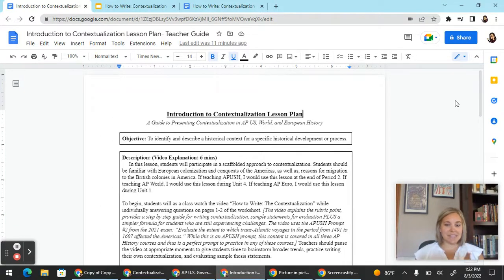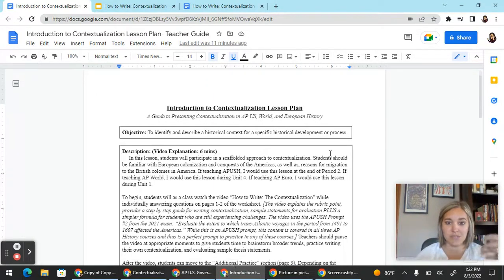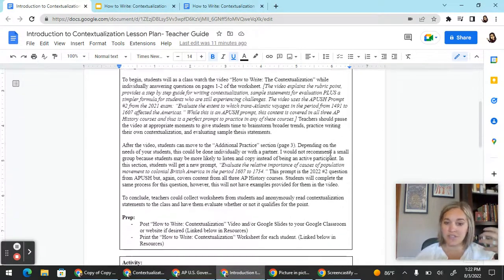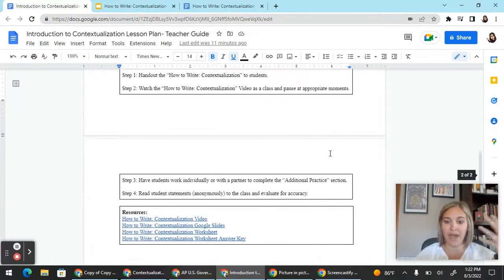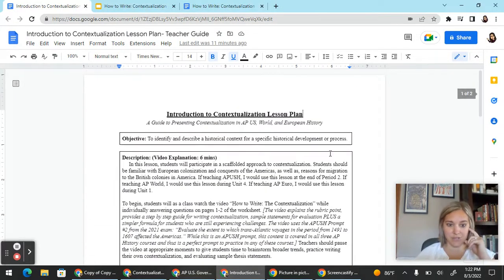I hope that you can easily put this lesson into practice with your own students and that they will find success. So you have access to this lesson. Here's the written description, but I'm going to go through how I actually implement this in my classroom.